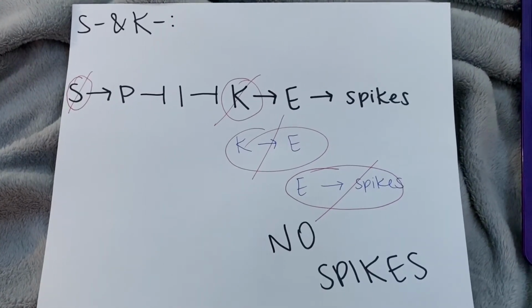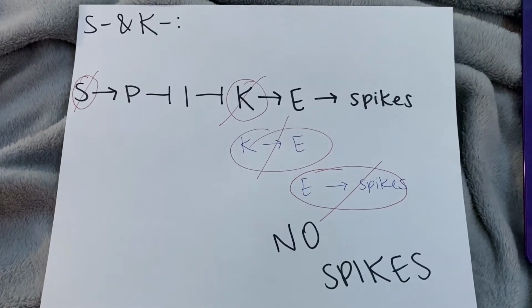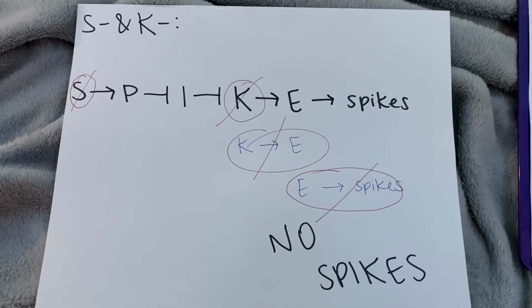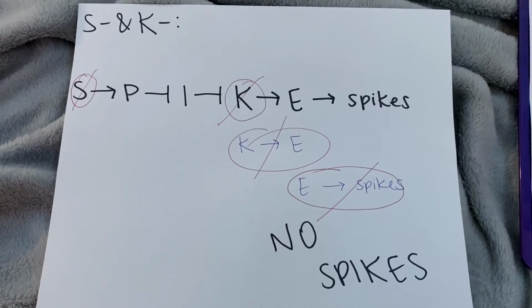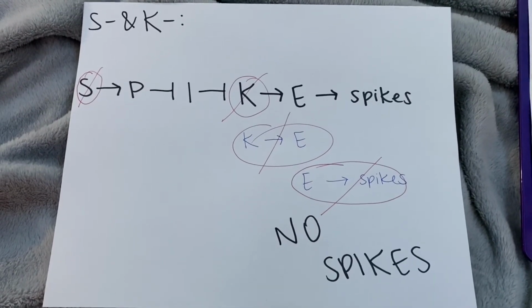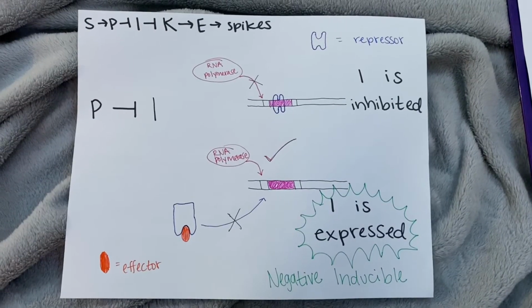If S and K are removed, it doesn't really matter if S is removed since it's upstream, so we focus on K. If K is removed, then it cannot promote the expression of E, so E would not occur. If E doesn't occur, then spikes cannot be expressed.